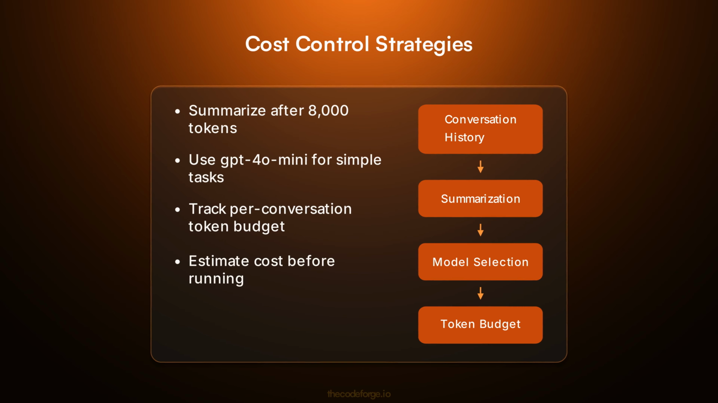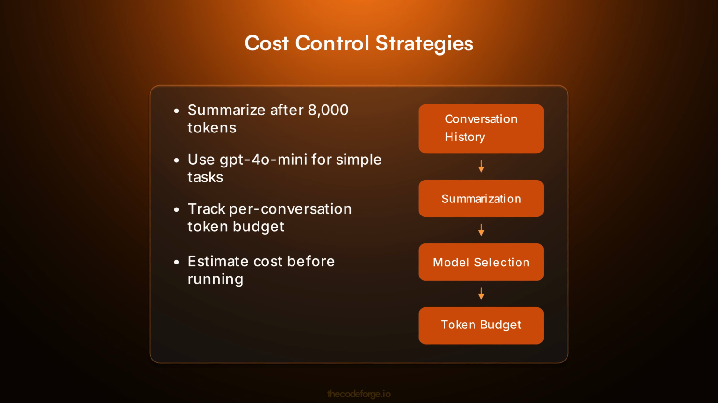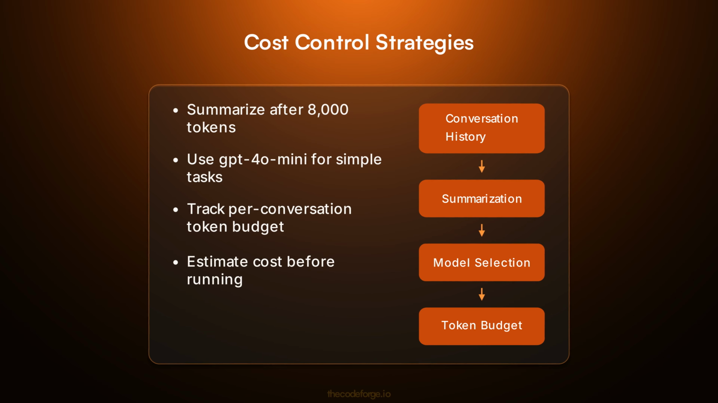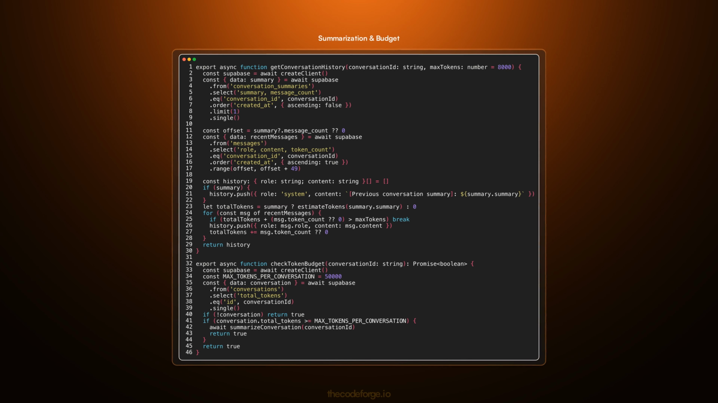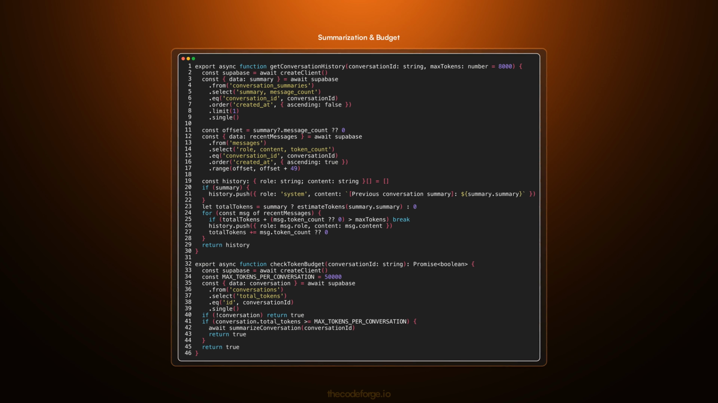Token costs are the primary production concern. 3 strategies control spend. Conversation summarization reduces history size by 80–90%, model selection uses cheaper models for simple tasks, and token budgets enforce hard limits per conversation. This code shows how to retrieve conversation history with summarization.